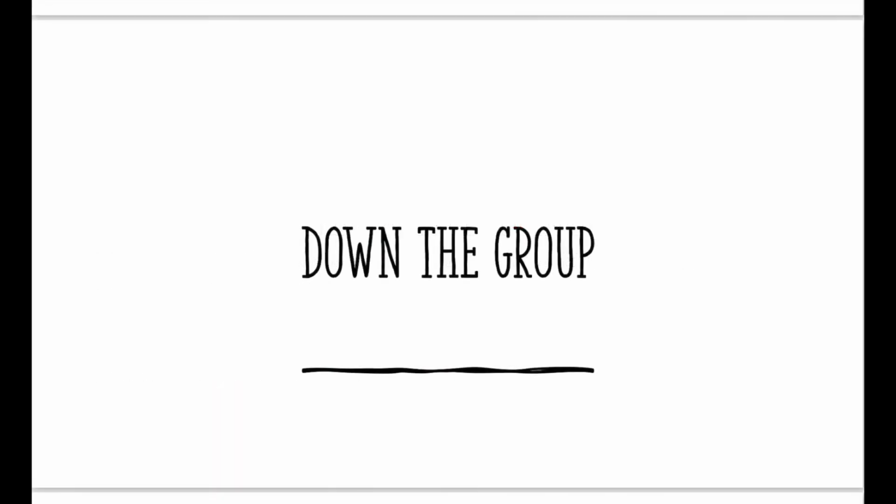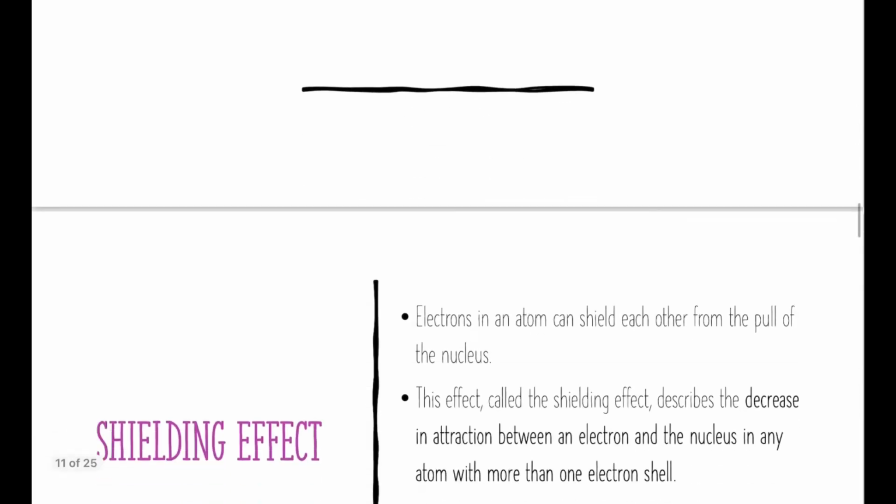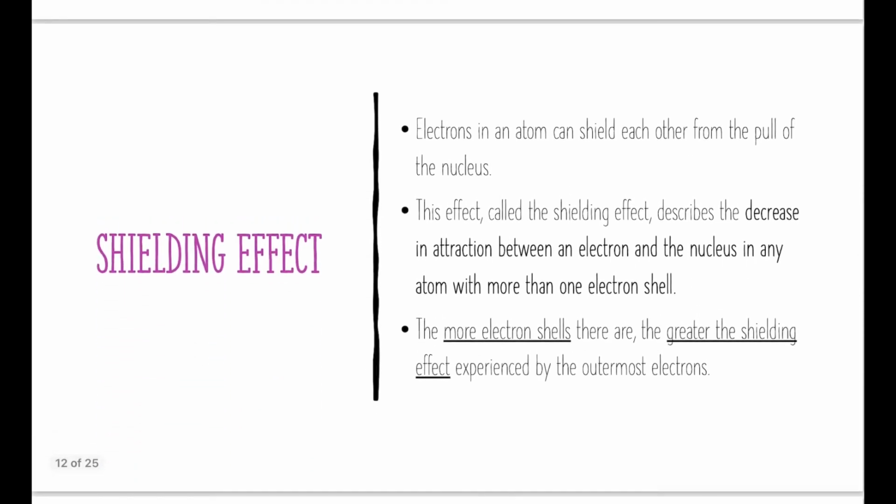Now, we move on to the trend of the atomic radii down the group. Down the group, shielding effect will play a bigger role in determining the size of atoms. Electrons in an atom can shield each other from the pull of the nucleus. This effect, called the shielding effect, describes the decrease in attraction between an electron and the nucleus in any atom with more than one electron shell.